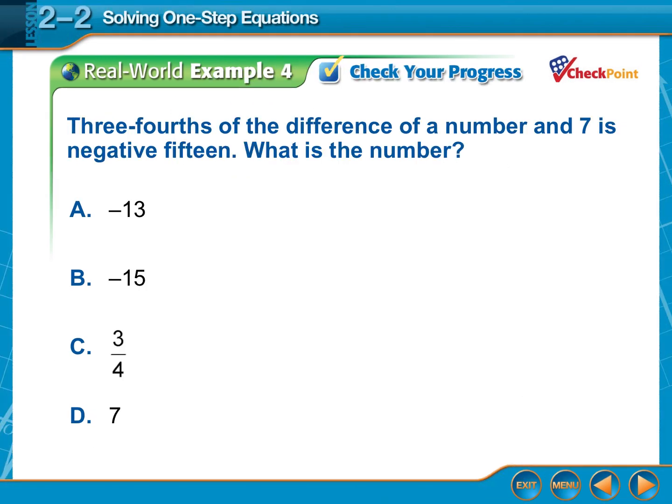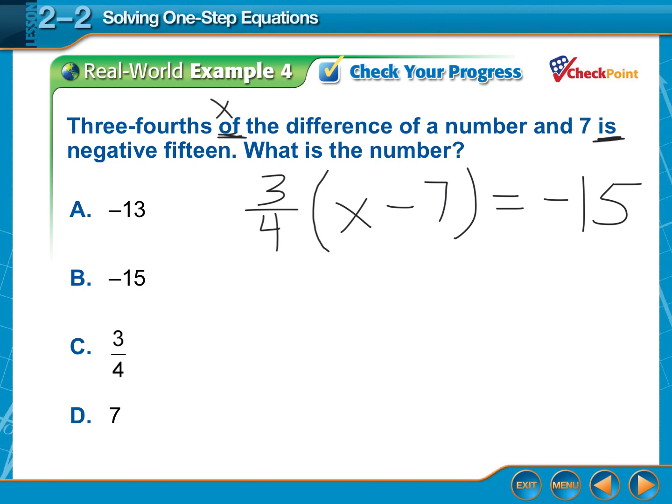Good. Here it says 3/4 of the difference of a number and 7 is -15. We need to set up an equation. 3/4, how do I write that? 3/4 of the difference. Of means multiply. Of the difference, so we need to multiply by the difference of a number. I'm going to use x and 7. Difference means subtract, yeah? And then it says is -15. What does is mean? Equals -15. Yep.